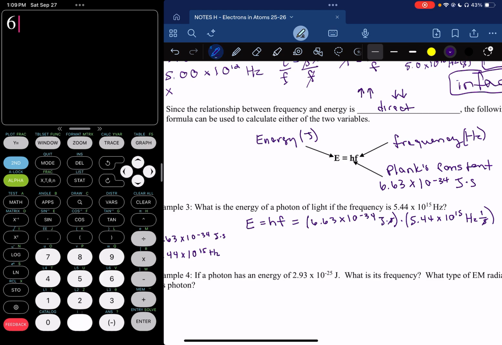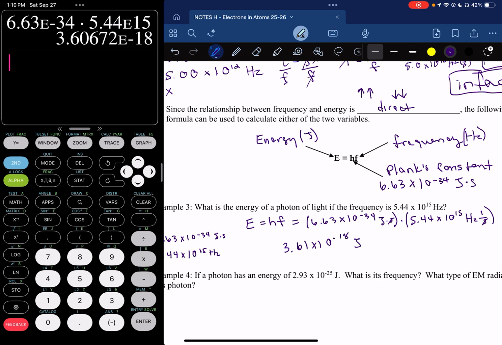So it's 6.63 EE negative 34 times 5.44 EE 15, enter. And we get, let's just round to 3.61 times 10 to the negative 18 joules. And so that is our answer.